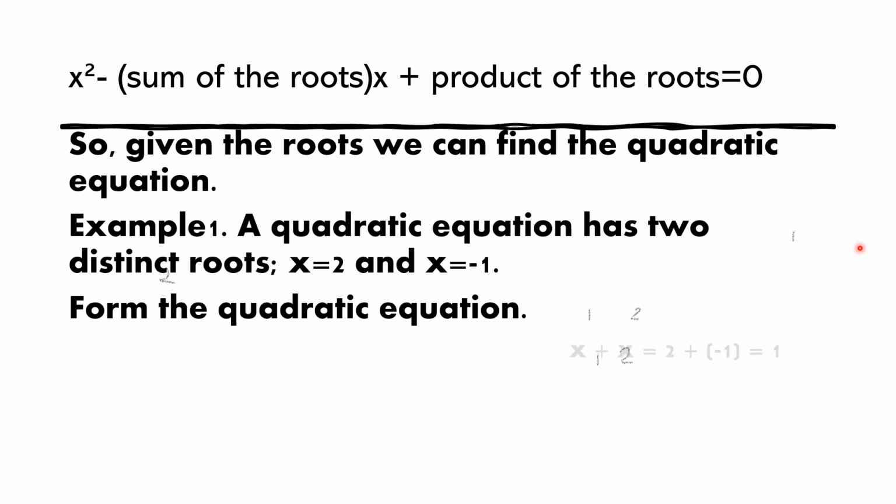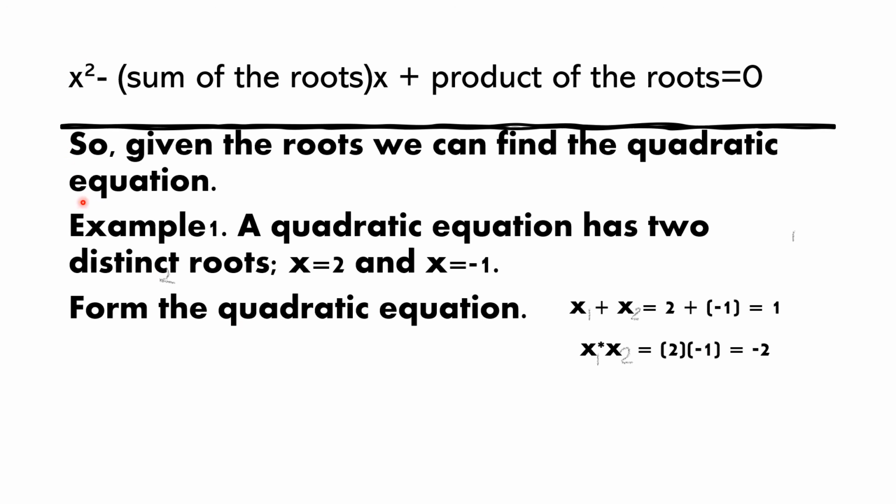Okay, so now the sum of the roots is equal to 2 plus negative 1. 2 is the first x, and then plus negative 1 is equal to 1. What about the product of the roots? X sub 1 times x sub 2 is equal to, multiply these two, 2 times negative 1, that is equal to negative 2. Now, we can substitute the sum of the roots as 1 and the product of the roots as negative 2.